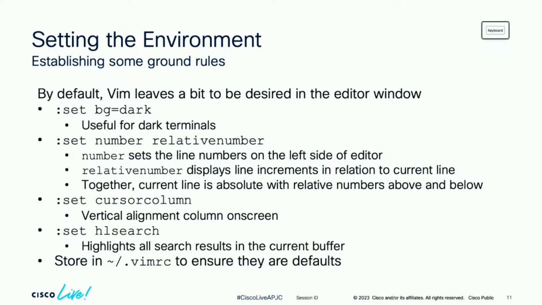And then finally, set HL search. If you search for something, it will highlight each of those search terms within the current buffer. And you can store all of these defaults in your ~/.vimrc so that you can have them occur automatically every time you start Vim.